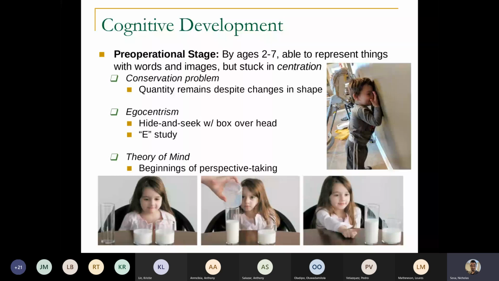Okay. Any questions on the preoperational stage at this point?